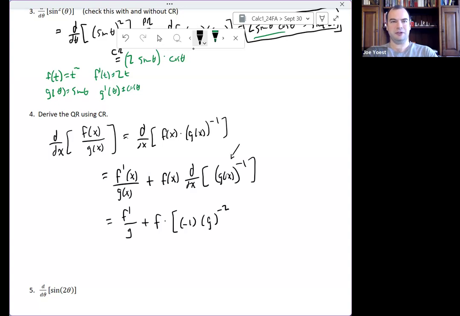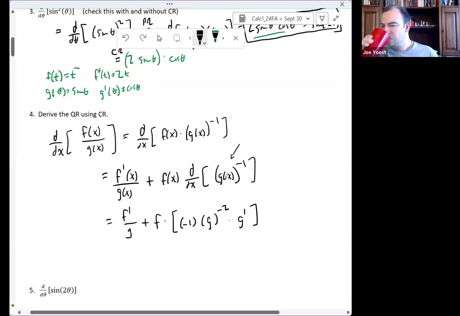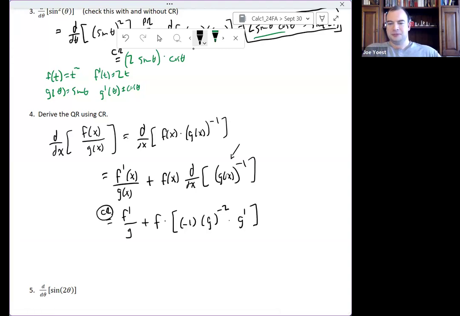Be careful when you have a negative power that you go the right direction. Subtract 1 off the power means take the power minus 1. It's easy to make the mistake and just bring the power closer to 0, going the wrong direction when you have a negative power. So negative 1 g to the negative 2 times g prime from the chain rule. So this step was using the chain rule.